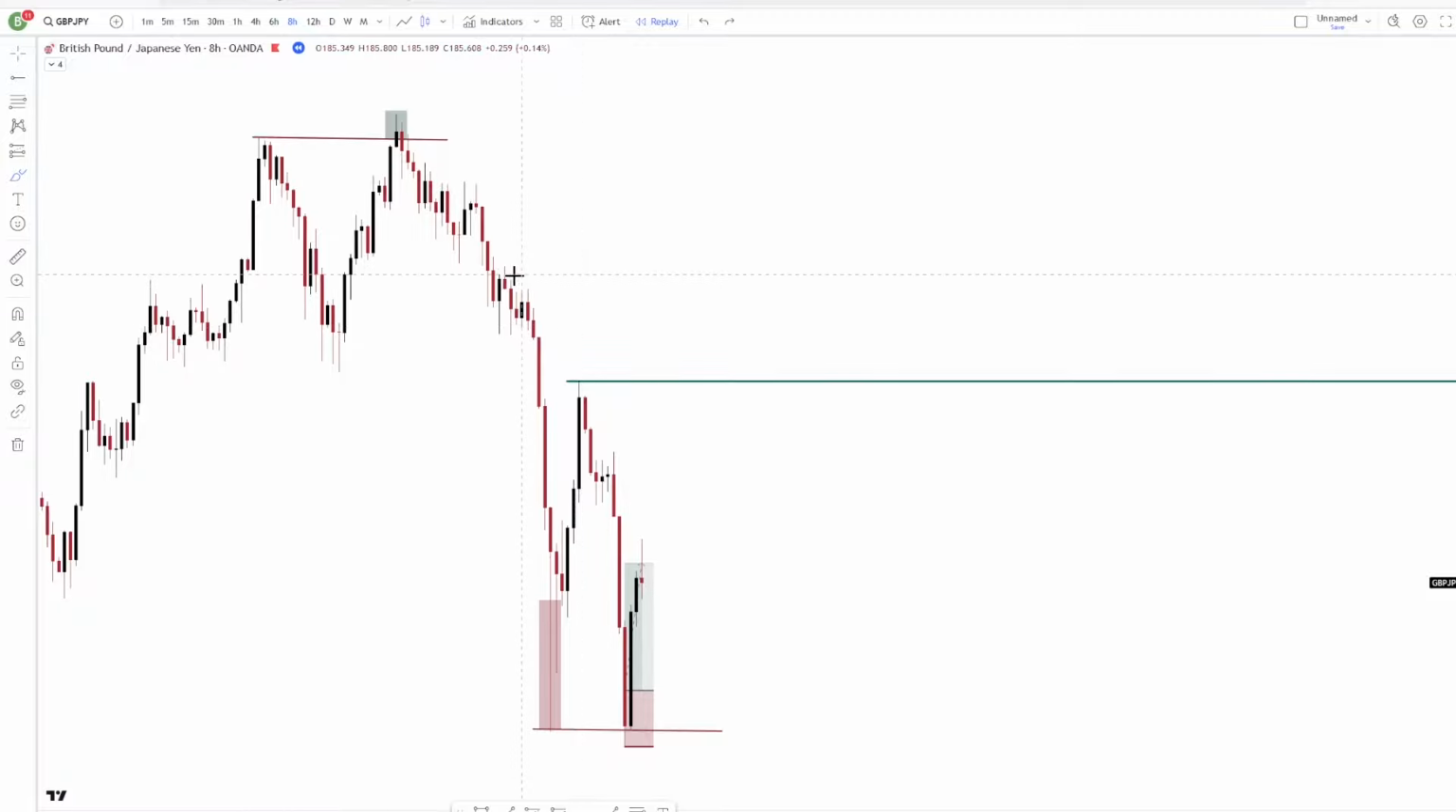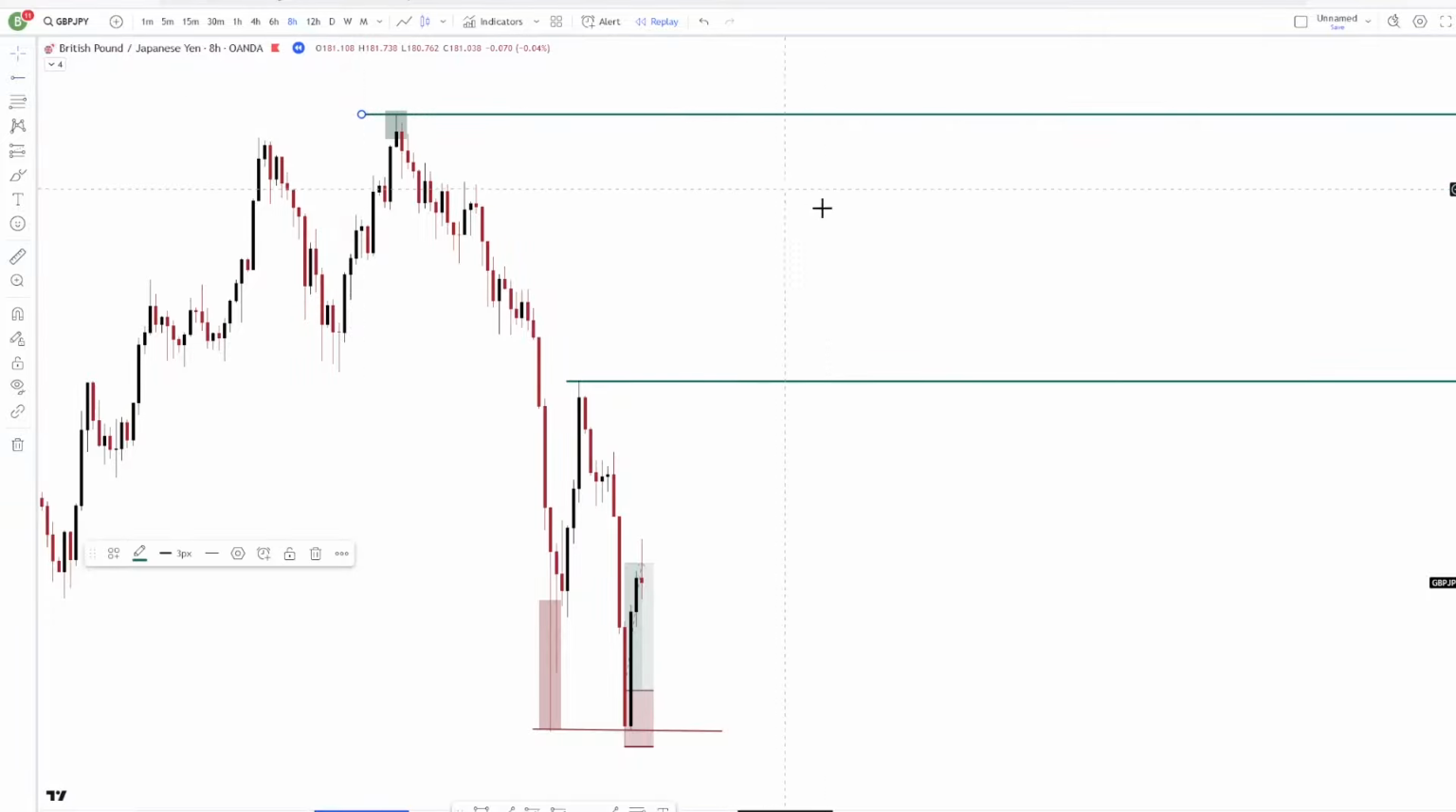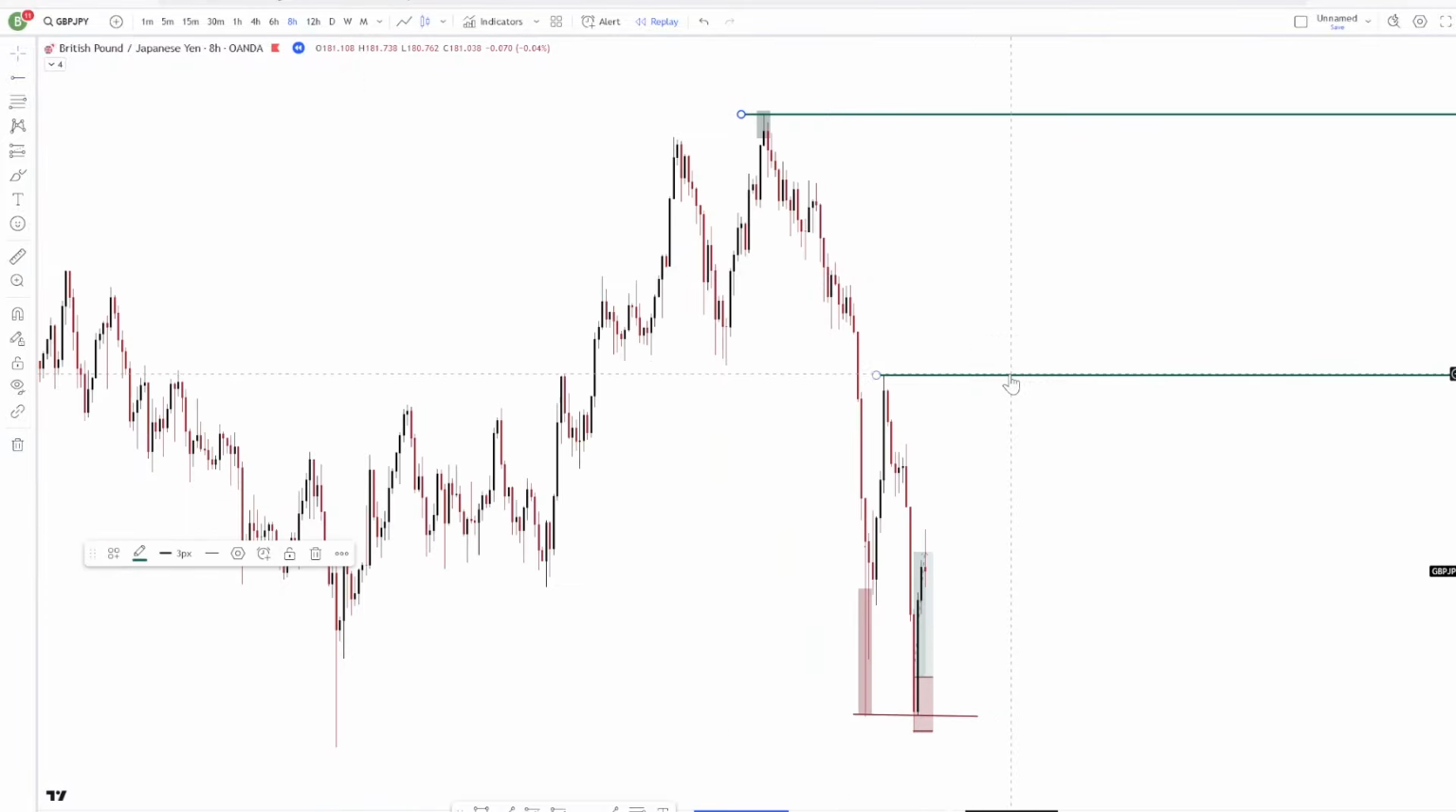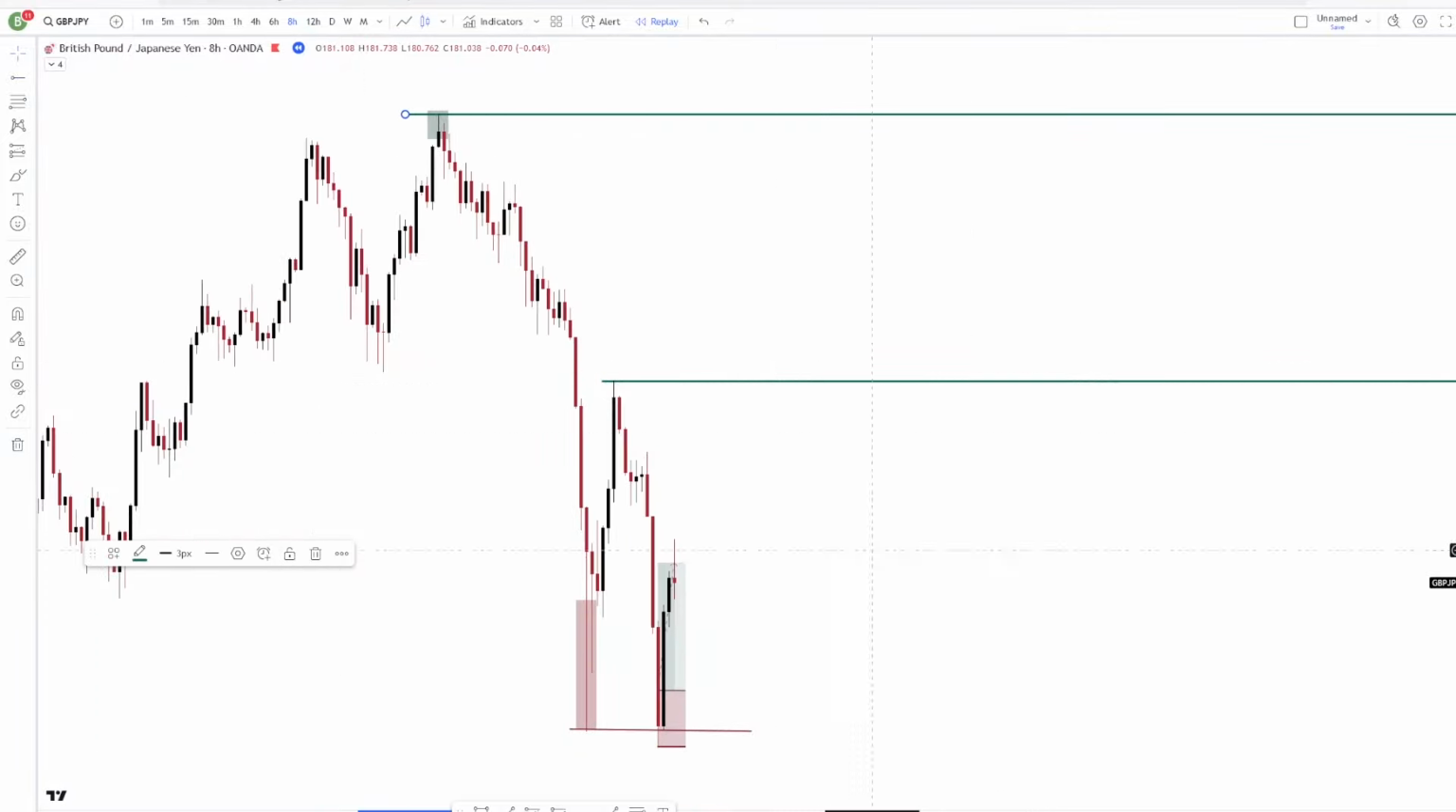And what is our next level? Like I said previously, we're disregarding these micro swings. We're not really paying attention to these swings. We're paying attention to where, like we said previously, the buyers have been trapped. Where have the buyers been trapped? Right here. So these are our next two levels when we are looking to take advantage of the system.